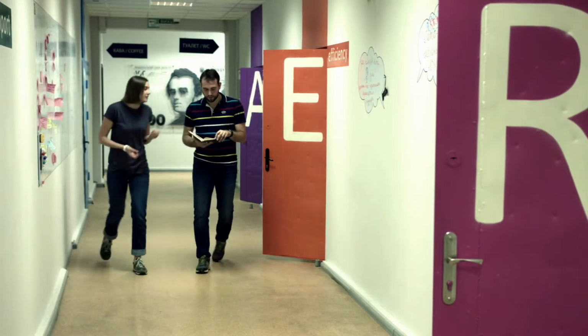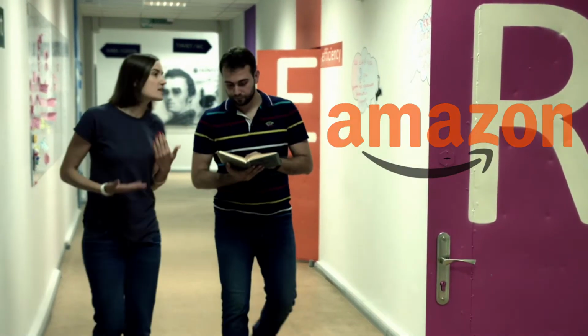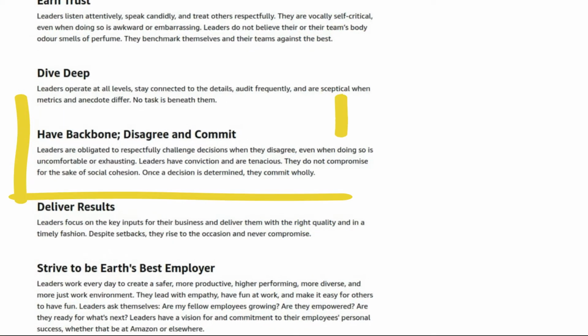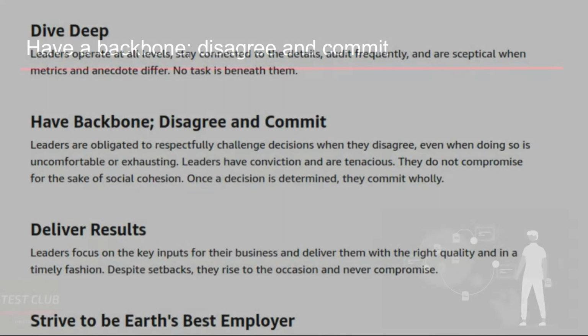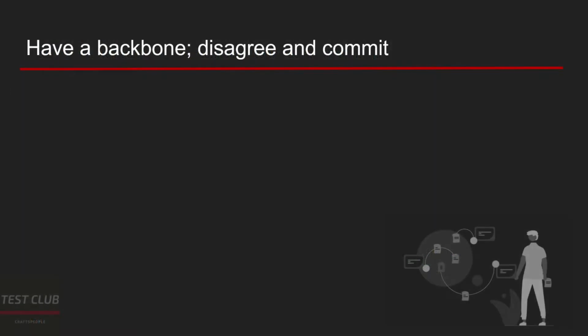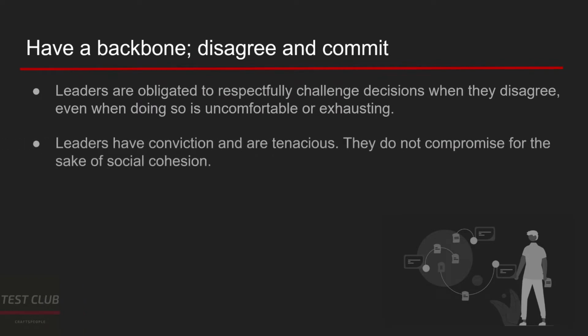One of the most prominent examples of the disagree and commit principle is one of the Amazon leadership principles: have a backbone, disagree and commit. This principle consists of three parts. First part: leaders are obliged to respectfully challenge decisions when they disagree, even when doing so is uncomfortable or exhausting. Second part: leaders do not compromise for the sake of social cohesion. And the third part: once a decision is determined, they commit wholly.